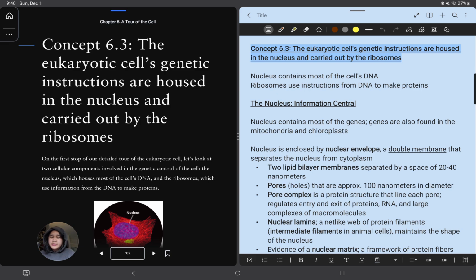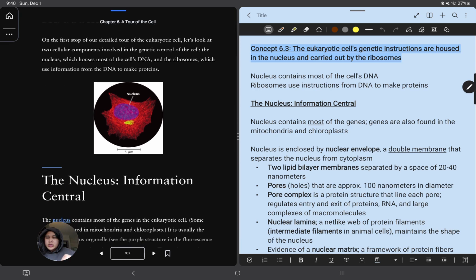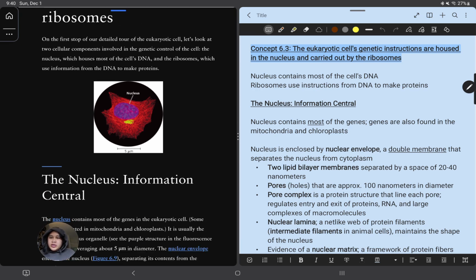We'll be going over concept 6.3. The eukaryotic cell's genetic instructions are housed in the nucleus and carried out by ribosomes. So, on the first stop of our detailed tour of the eukaryotic cell, let's look at the two cellular components involved in the genetic control of the cell: the nucleus, which houses most of the cell's DNA, and ribosomes, which use the information from DNA to make proteins.